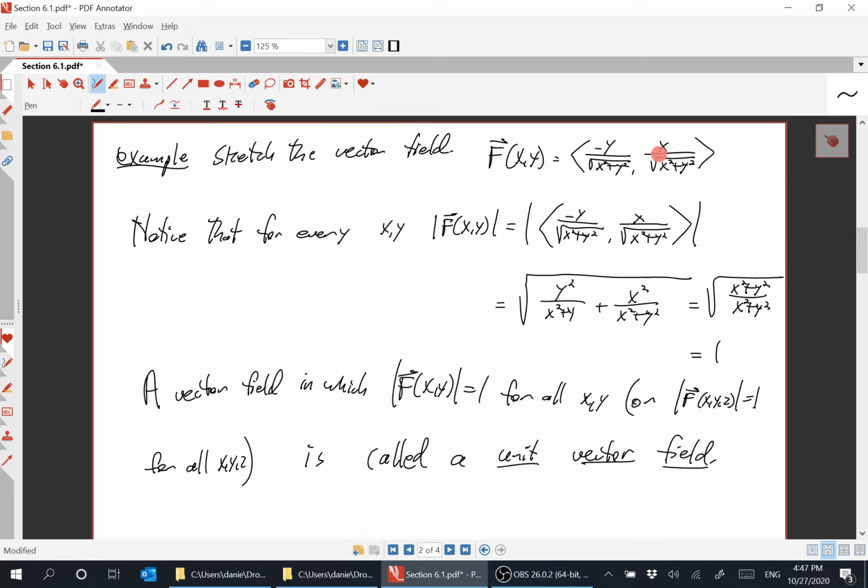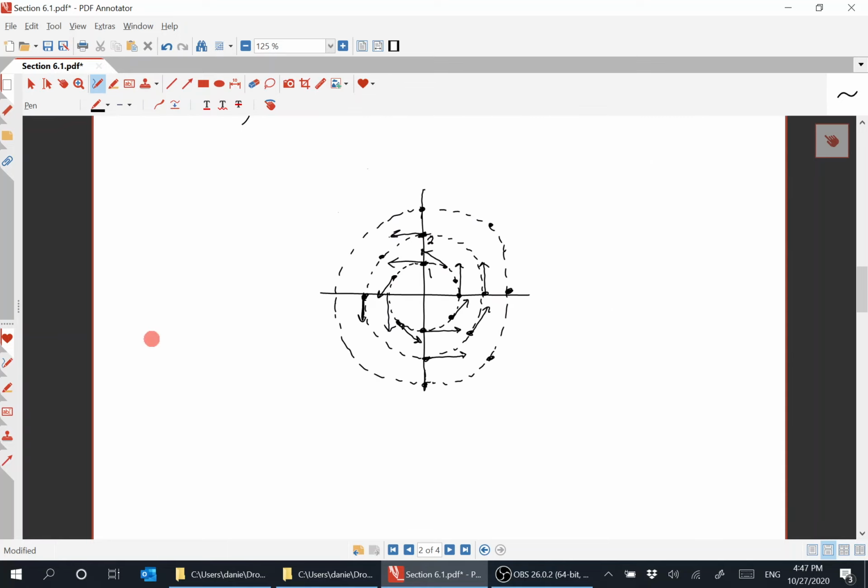Right? So it's just the vector minus y, x divided by the length of minus y, x, which we know to be a unit vector, a vector of length 1. So this is a unit vector field. Okay, so there's a depiction of that one.